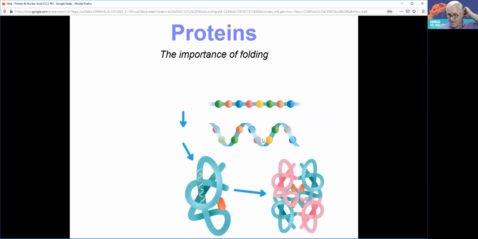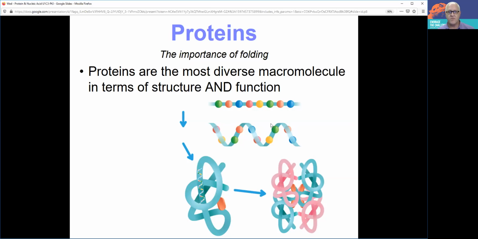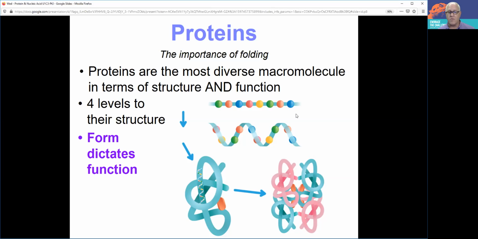Now, proteins are really kind of interesting because they fold into certain shapes, and each of those shapes actually tells the body what they're supposed to do. So proteins are the most diverse macromolecule in terms of structure and function. There are 4 levels to their structure, and we're going to walk through those slowly. The form dictates their function. What shape they take on actually dictates what they do in the body. That shape determines what it does.